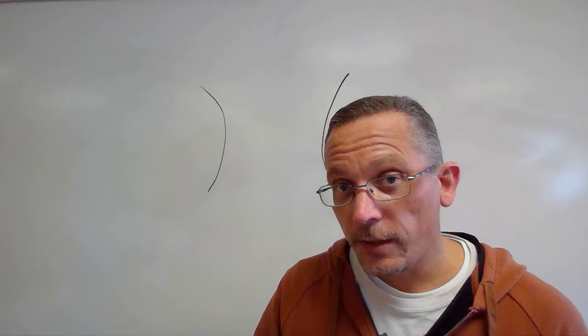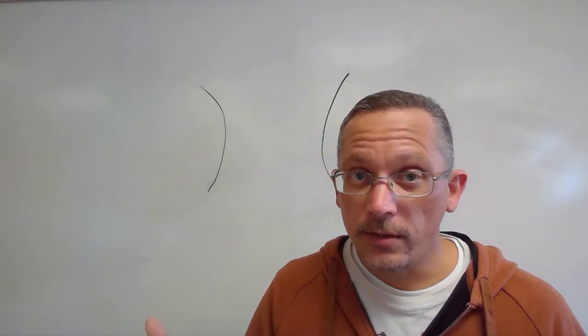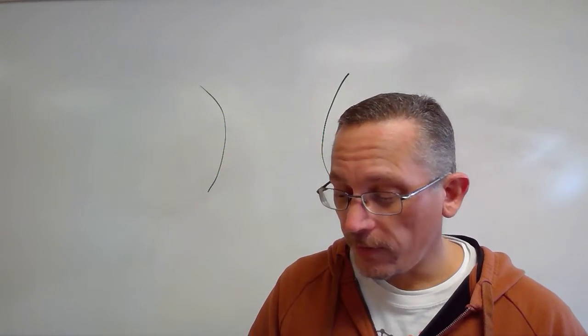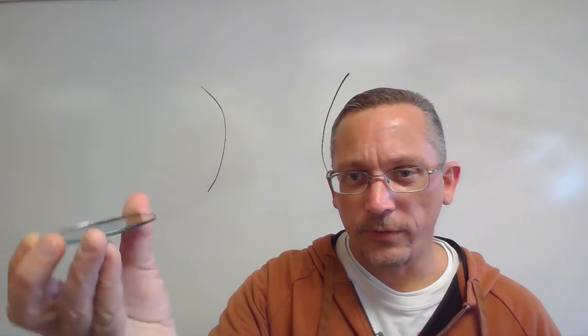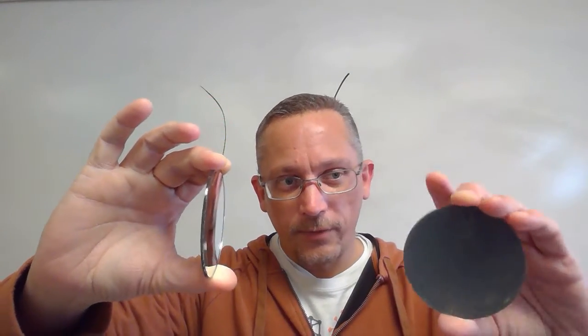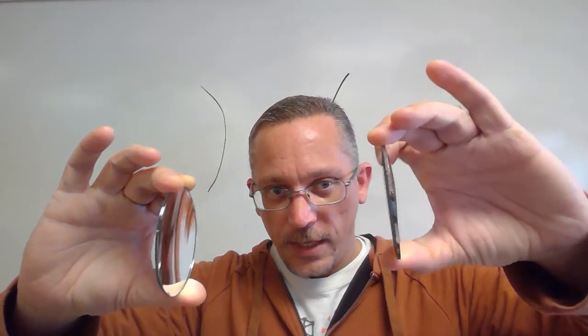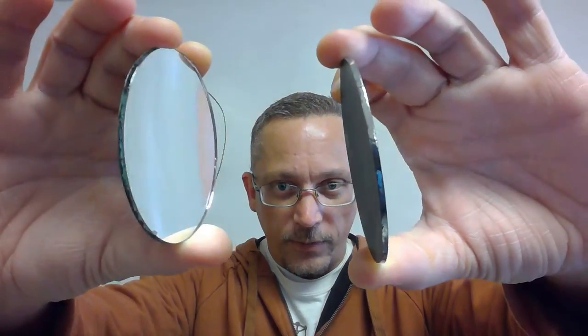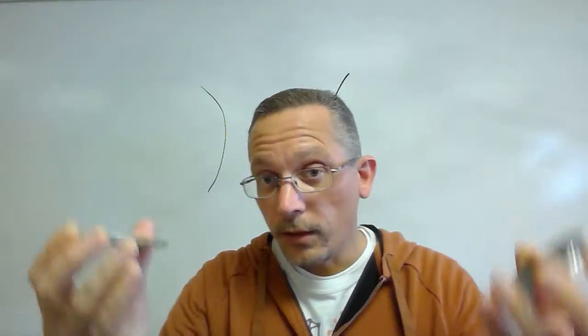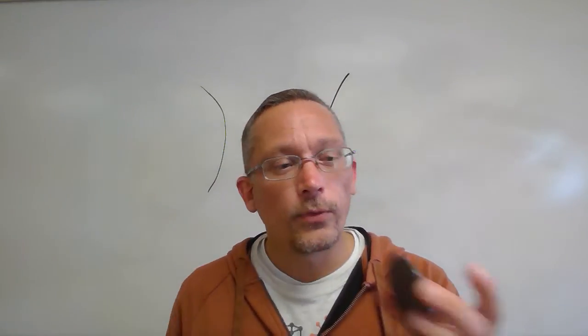Okay, first thing to understand about curved mirrors is that there are two kinds of curved mirrors, right? We can have a mirror that curves inward, or we can have a mirror that curves outward. Probably can't see it very well on the video. Anyway, one is called convex and the other is called concave. The one that curves inward is concave and the one that curves outward is convex.